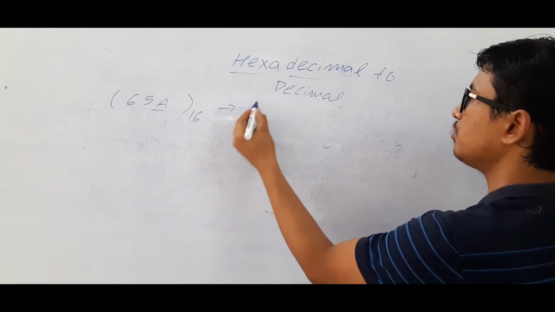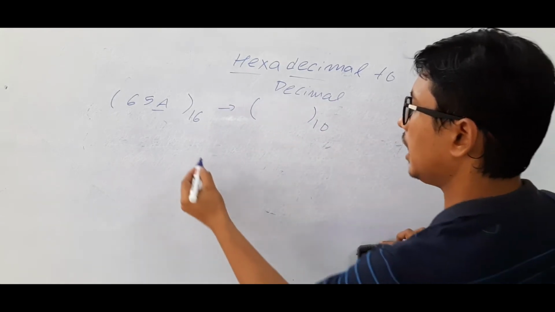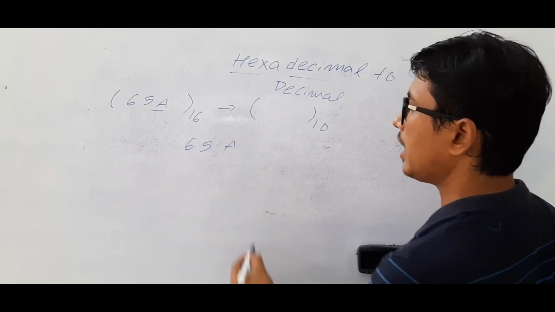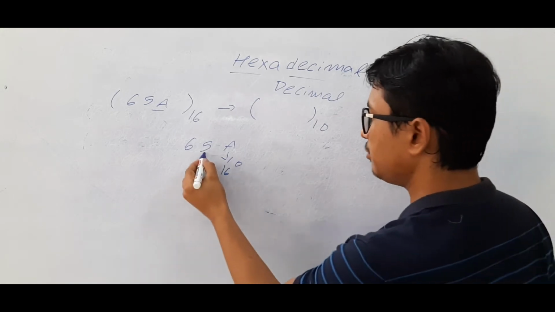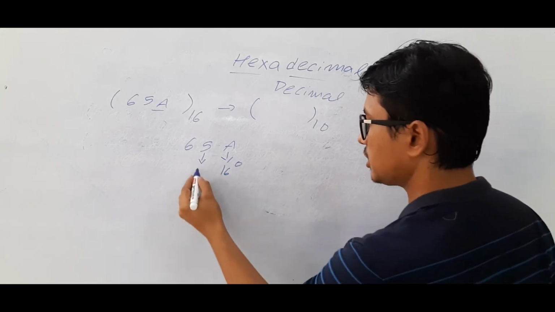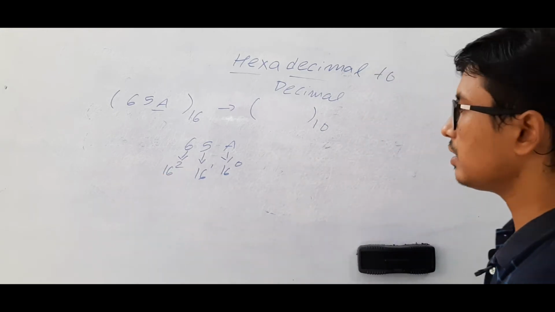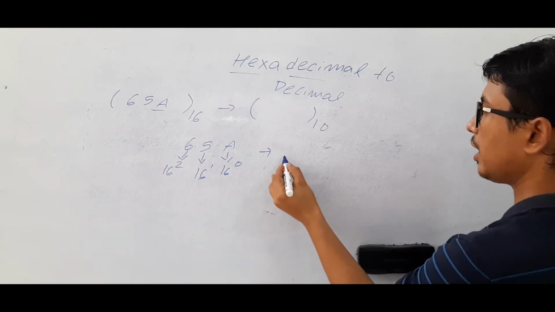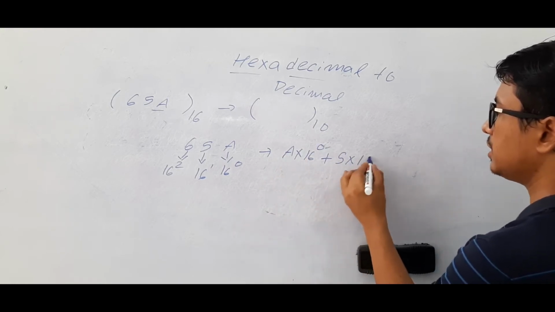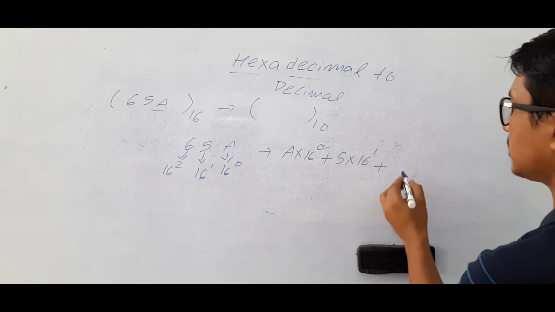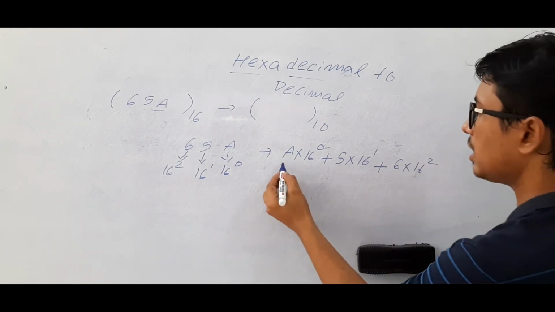Now I want to convert into decimal number. Okay, so how will I do it? I will take 65A. A will have a weight of 16 power 0, 5 has the weight of 16 power 1, and 6 has the weight of 16 power 2. So what I have to do is take A into 16 power 0 plus 5 into 16 power 1 plus 6 into 16 power 2. So A's value is 10.